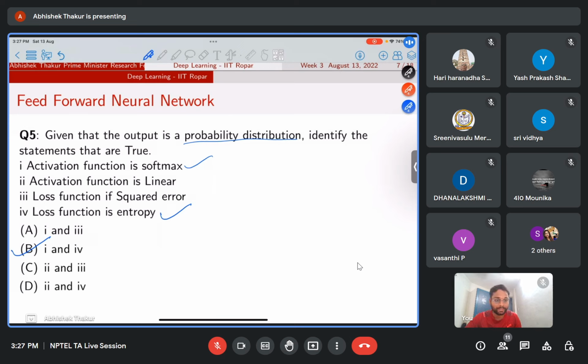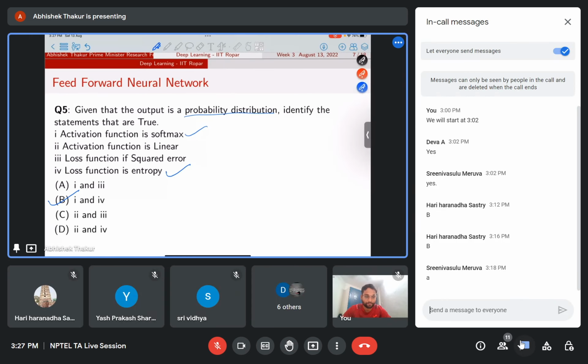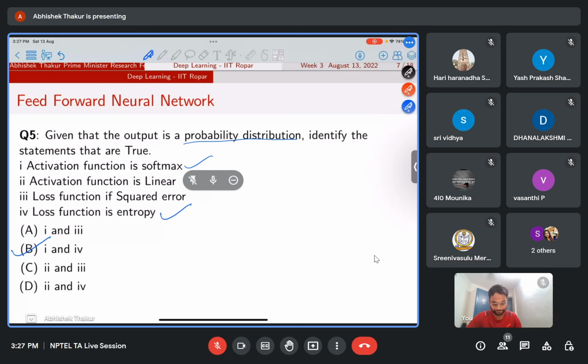Any doubt, then you can write in the chat box. Else we will move to question number 6.